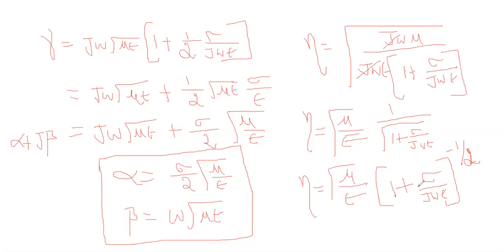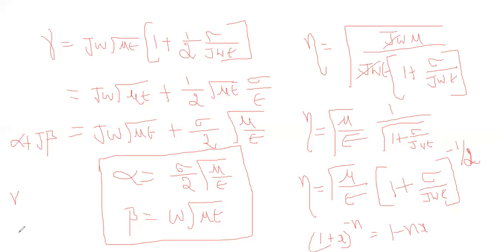Now the same binomial theorem we can use: 1 plus x whole power minus n means 1 minus nx plus n into n minus 1 by 2 factorial x square, and alternately you will get the minus. After neglecting the higher order terms, 1 plus x whole power minus n becomes 1 minus nx only. What is the n here? 1 by 2. What is the x here? Sigma by j omega epsilon.